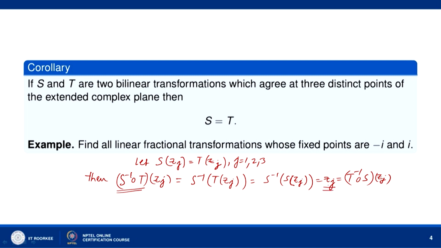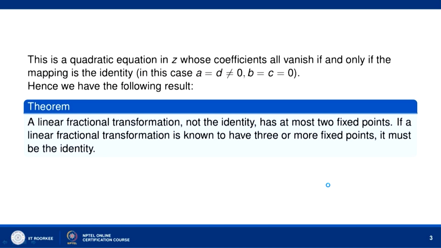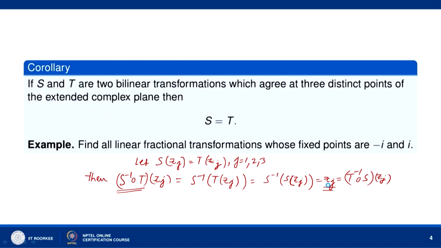So, by the previous theorem, S inverse ∘ T must be the identity map. Hence S inverse ∘ T will be the identity map, and the same will be true for the bilinear transformation T inverse ∘ S.